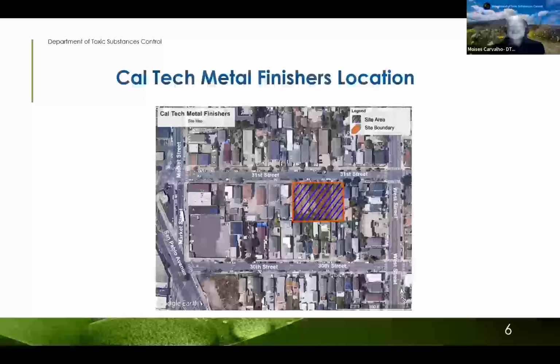This slide shows the map that highlights the exact location of the former Caltech Metal Finishers site on 31st Street. As you can see, it's identified by this red box.